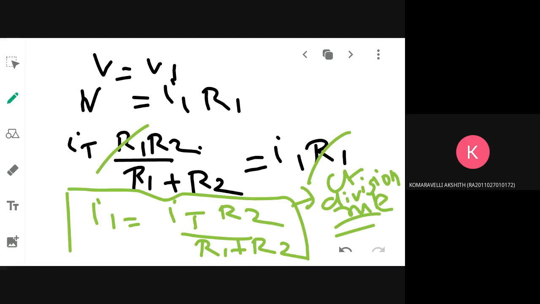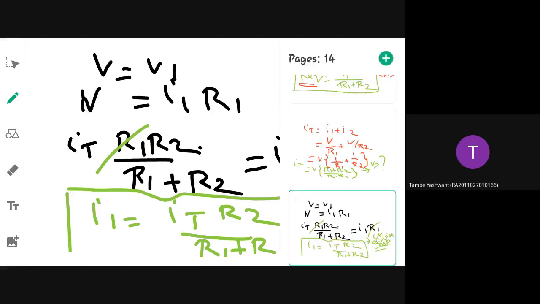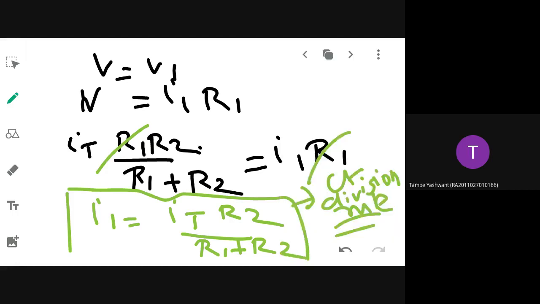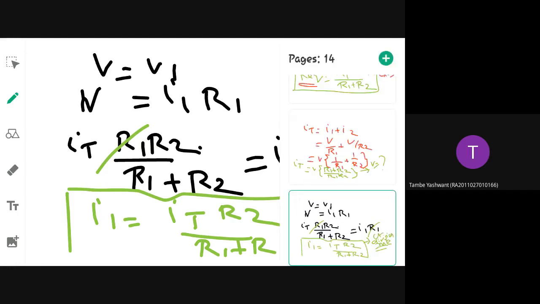What is IT? Total current. Ma'am, this equation is only for parallel combination, no? Parallel combination, yes. We'll move back to the circuit. Again, I am redrawing the circuit.